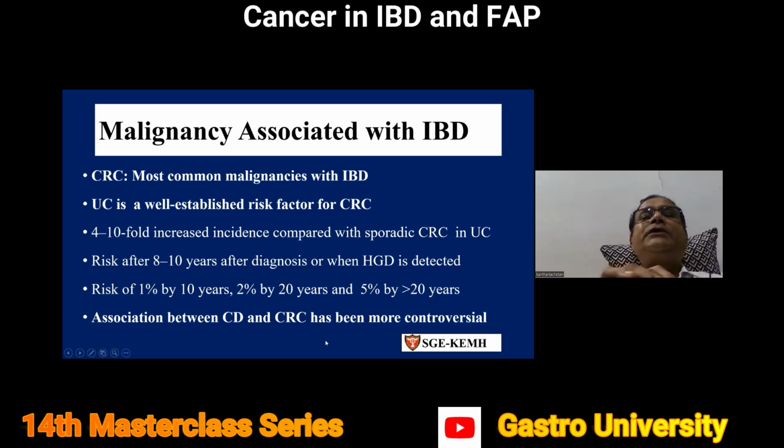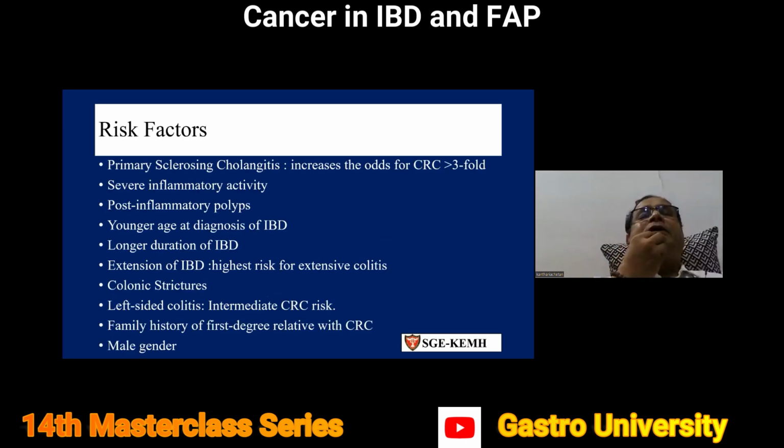In comparison, the association of colorectal carcinoma with Crohn's disease is not so well established and is a controversy. The common risk factors which have been implicated are primary sclerosing cholangitis, where it is said that it increases the risk 3 times the normal, severe inflammatory activity, presence of post-inflammatory polyps, diagnosis made at a younger age, longer duration of IBD, extensive IBD with highest risk being in pancolitis, colonic strictures, left-sided colitis have intermediate risk, family history of first-degree relatives with colorectal carcinoma are more predisposed, and so is male gender.